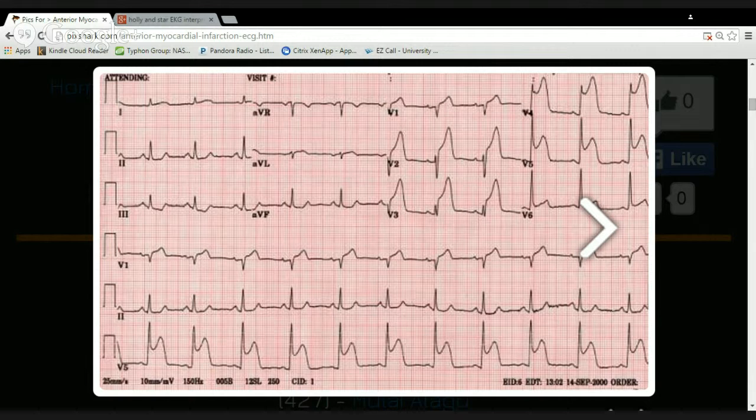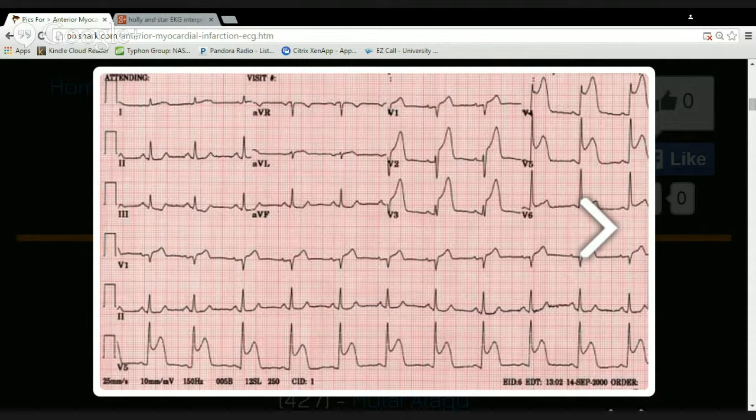The axis, in lead 1 and lead AVF, their deflections are both positive. This tells me that there is a normal axis. Looking at hypertrophy, in V1 and V6, there is no biphasic P wave. Telling me that there's no atrial hypertrophy.